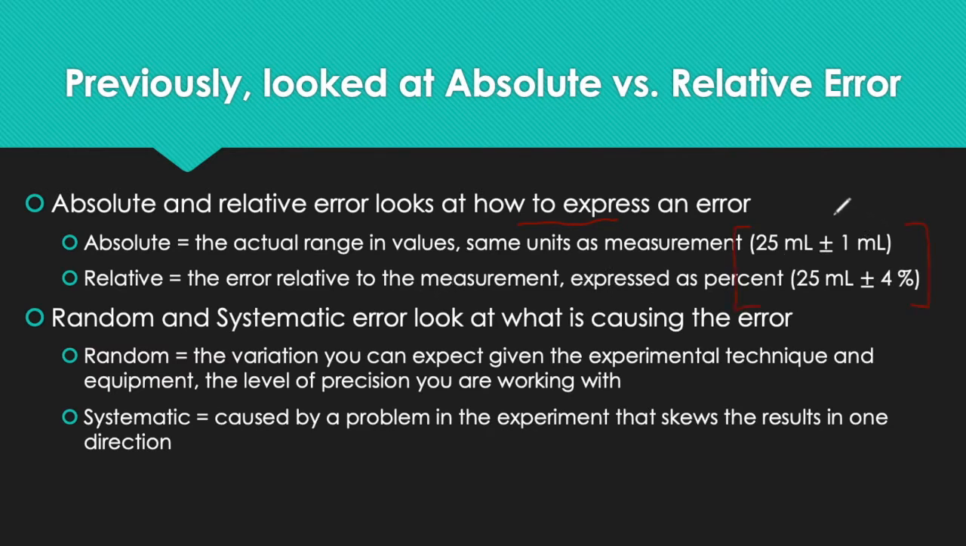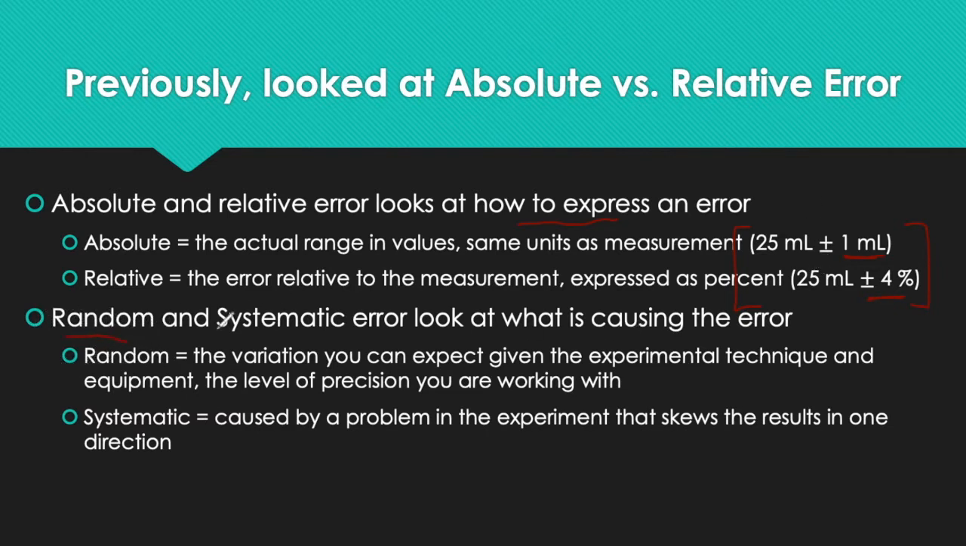If you have a 25 milliliter measurement with an uncertainty or an error of plus or minus 1 milliliter, that is absolute. 1 milliliter is an actual value. It has the same units as the measurement. 4%, you don't know what that is unless you also know the measurement. It tells you relative to the measurement itself how much error or uncertainty you have. So these are ways of expressing error.